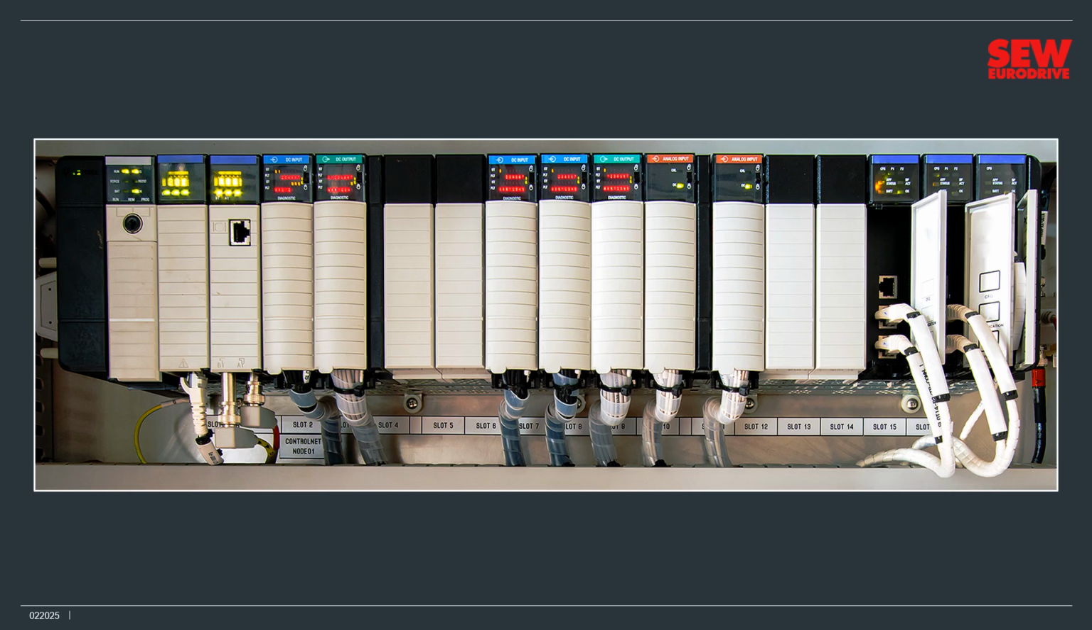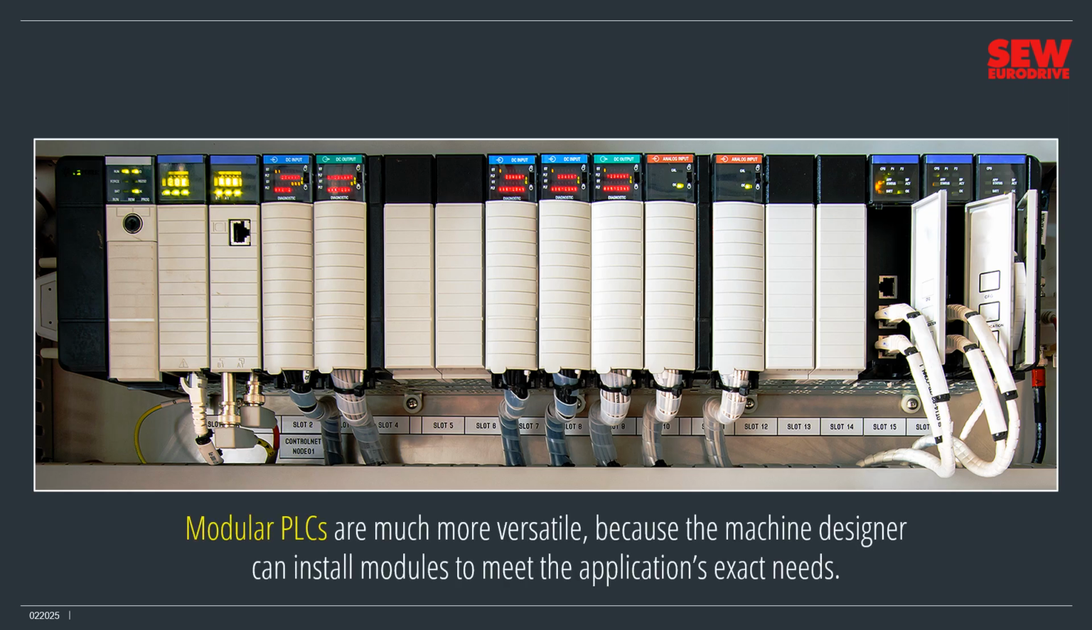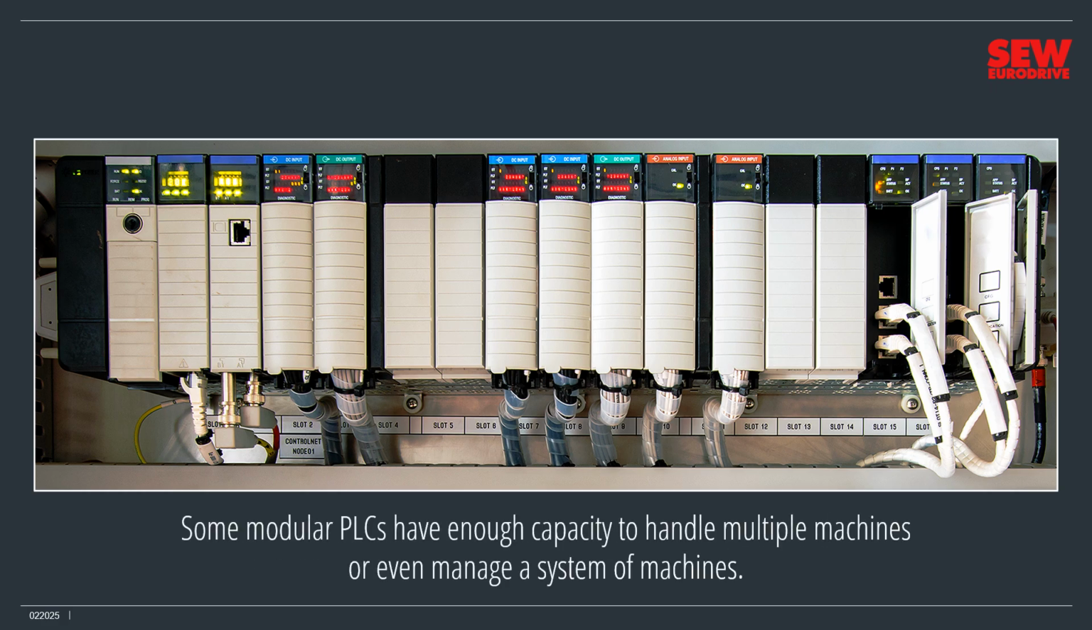Modular PLCs, like the one shown here, have individual modules that fit into slots in a machine rack. This PLC includes a power supply module, a CPU module, two communications modules, seven I/O modules, and three more communications modules. Modular PLCs are much more versatile because the machine designer can install modules to meet the application's exact needs. Some modular PLCs have enough capacity to handle multiple machines or even manage a system of machines.